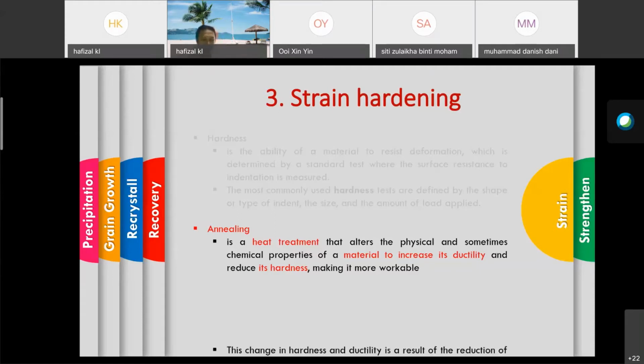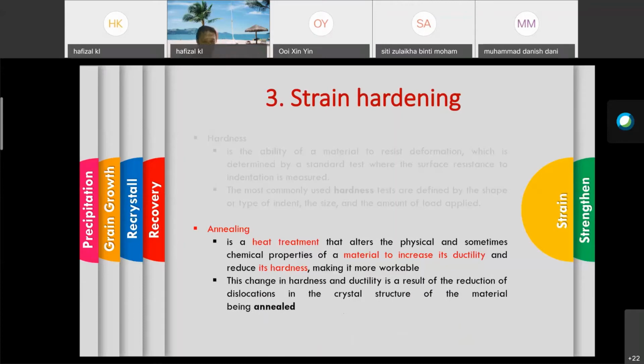So the change in the hardness and ductility is a result of the reduction of dislocation. When we talk about dislocation, we allow the dislocation process to happen when we introduce the heating. So we allow this dislocation, and it will result in the metal deforming.